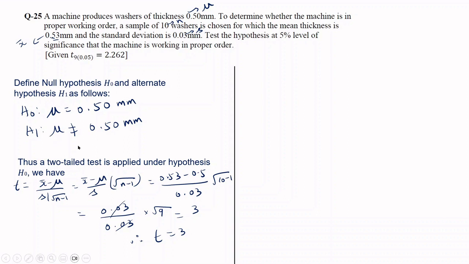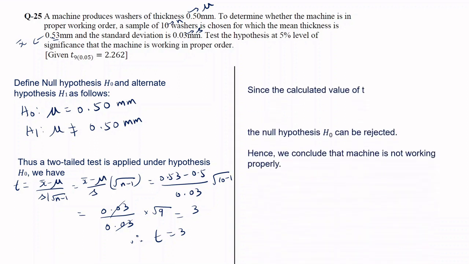We can reject H0. So as a result, if we reject H0, we have to accept H1 and we can conclude that the machine is not working in proper order. So if we reject H0, then the meaning is that the machine is not producing washers of this much thickness, 0.5 millimeter. As a result, the machine is not working in proper order.